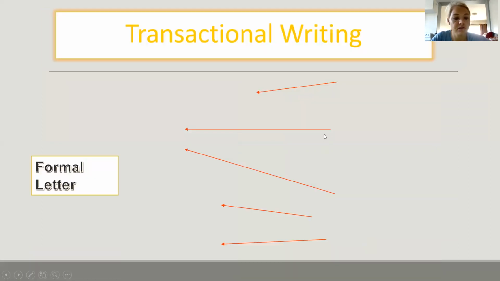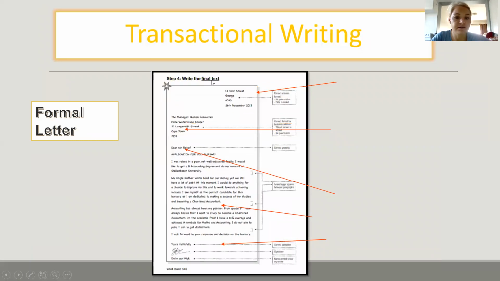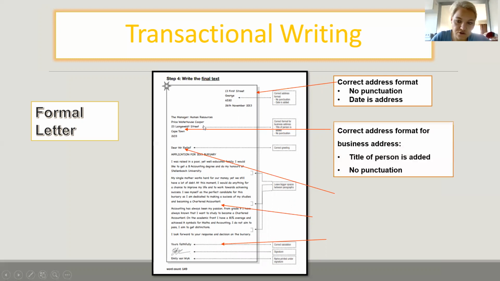So here I use the formal letter, the final text, okay? So make sure that you look at the address format, that there's no punctuation, and the date is addressed here. And then also look at the correct address format. For a business, you always write it at the right side of the paper. And the title of the person, the manager, human resources, and there is no punctuation. And then also correct the greeting style here. Dear Mr. Retief, very professional.